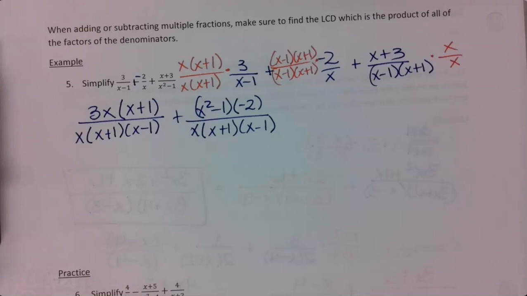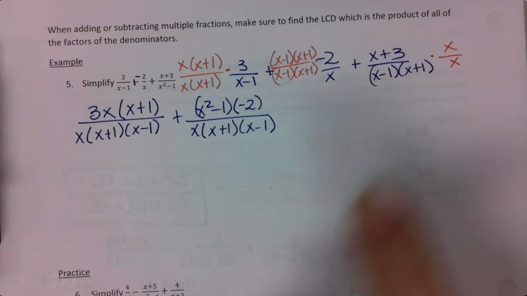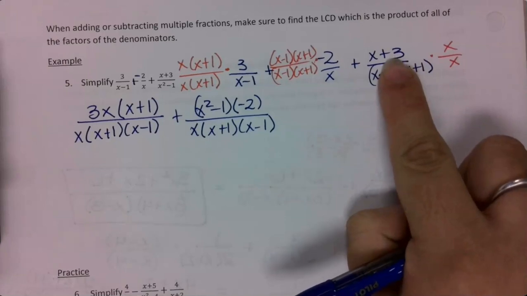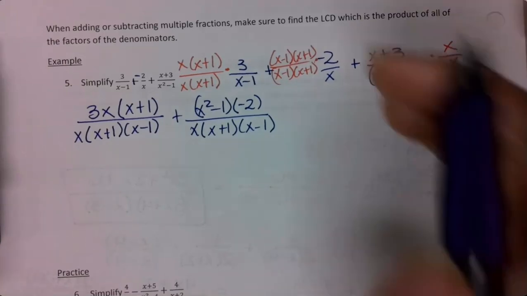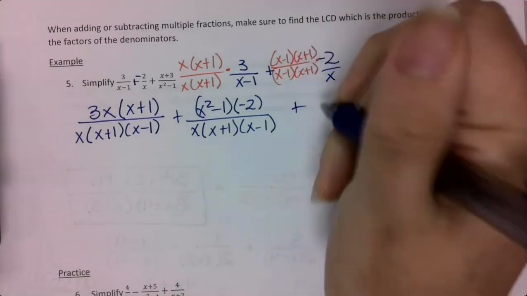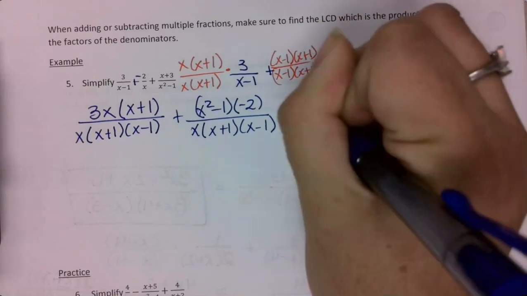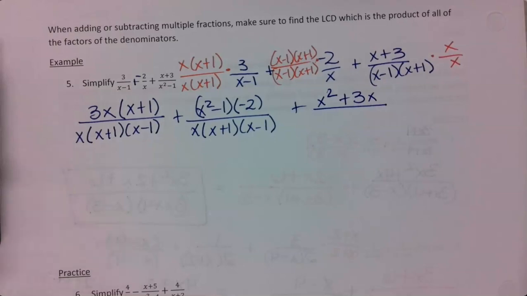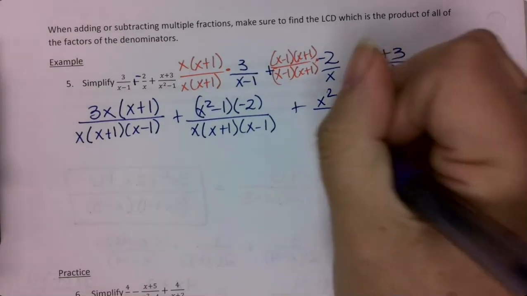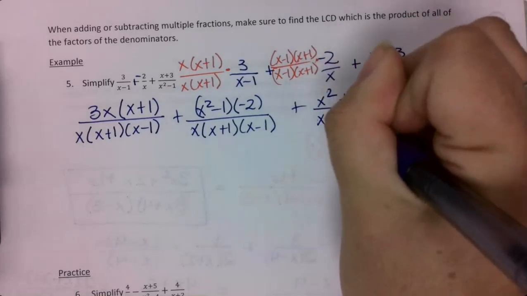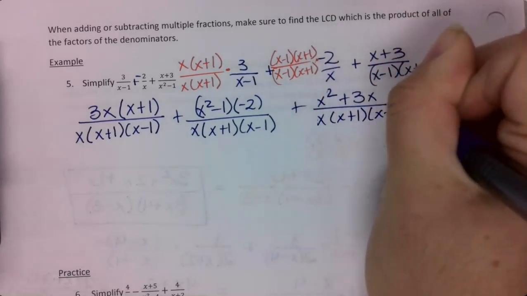Then I want to do the same thing for my last one, except I only have two factors to multiply together. So I'm going to get x times x gets me x squared. 3 times x gets me 3x. On my denominator, I'm going to have x times x plus 1 times x minus 1.